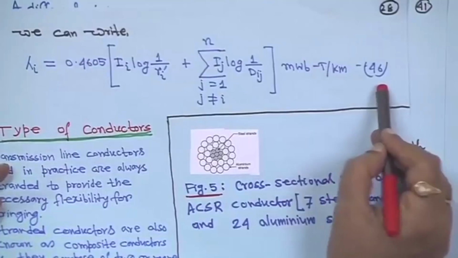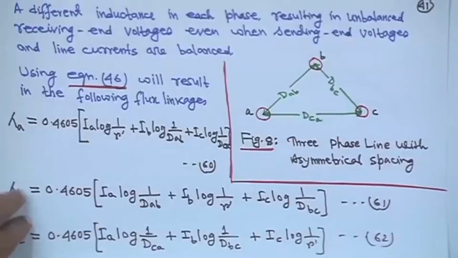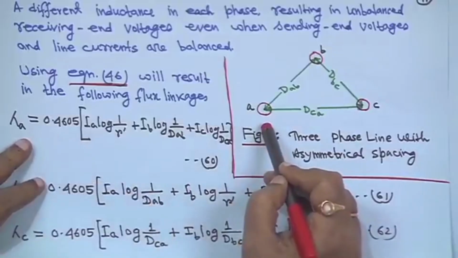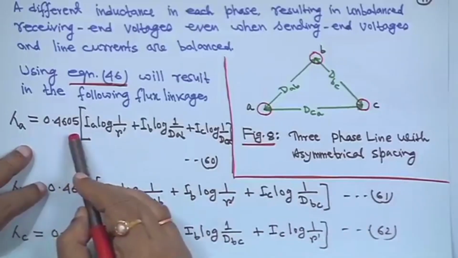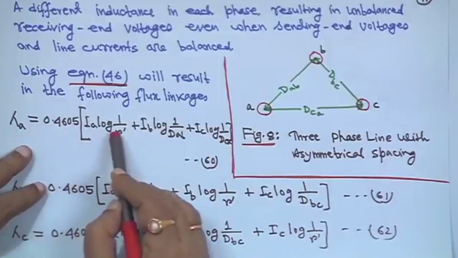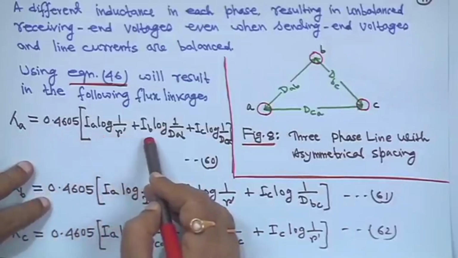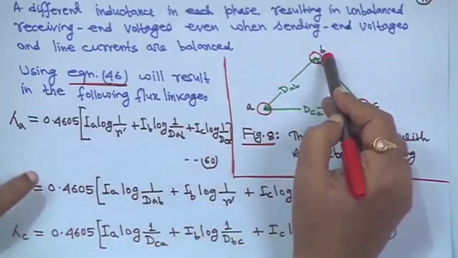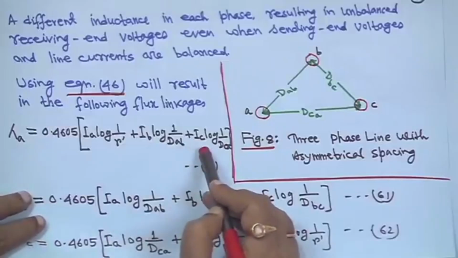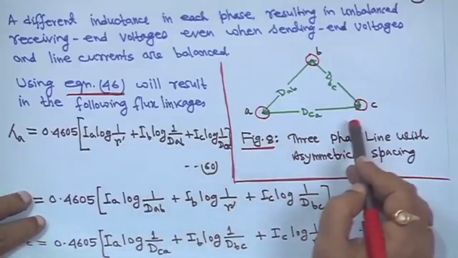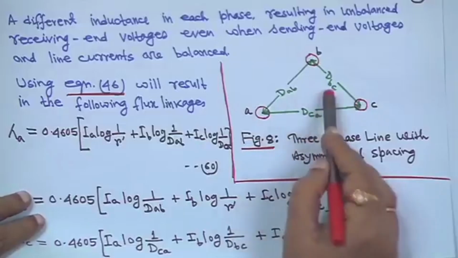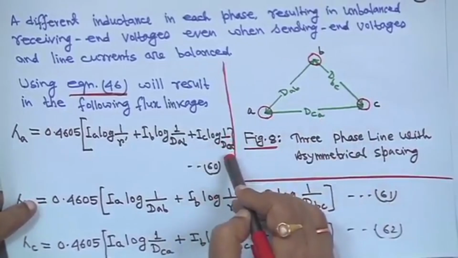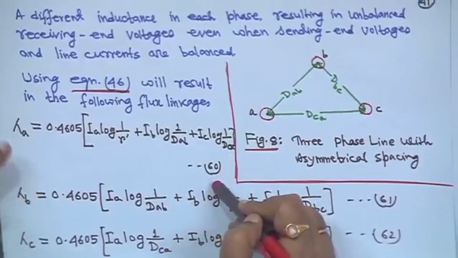Using this equation 46, you can write lambda A, the flux linkage of the conductor in phase A, is equal to 0.4605 [IA log 1 upon r dash plus IB log 1 upon DAB plus IC log 1 upon DCA]. The distance is A to C; we write AB, BC, CA, so basically A to C is DCA. So, IC log 1 upon DCA, this is equation 60.